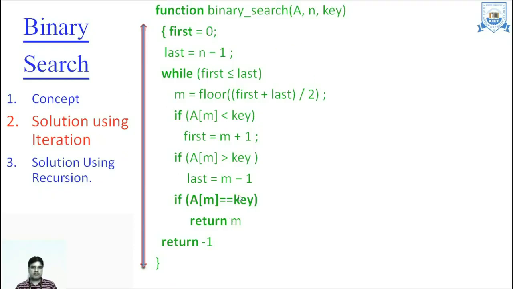So either of these three conditions will be completed. If we are not able to find it, even after this loop is completed, that means the given element is not available in the array. So we'll return a symbolic representation here, return minus 1, that would indicate to the caller of this function that it could not find the key in the given array of n elements.